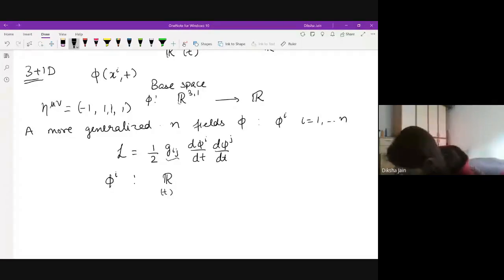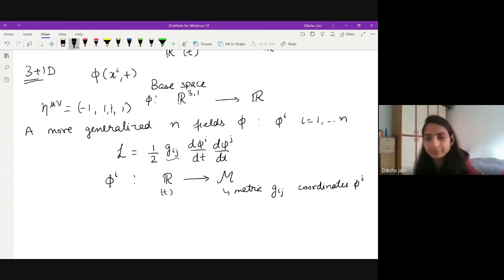Now in this case, my phi i's are a map from R, because again they just depend on t, but now to some manifold M whose metric is given by G_ij, and the coordinates are your phi I. Is it clear, or am I making things very mathematical?